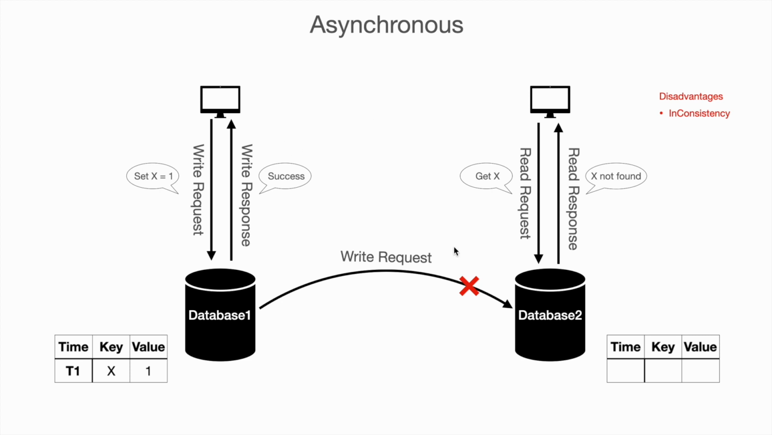So from the client point of view, both databases are not in sync. But these inconsistencies are not permanent. These inconsistencies are resolved after some time. So these are eventually consistent systems. Let's suppose after some time this networking issue is resolved. Now both the databases are in sync. So now we can say both the databases are eventually consistent.